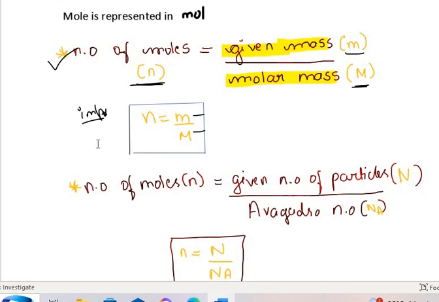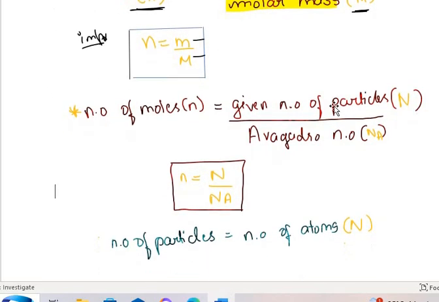Now let me come to the number of moles in terms of particles. If the question is given in terms of particles, how do we calculate? The number of moles is equal to the given number of particles or atoms divided by the Avogadro number. Particles are nothing but atoms, both are the same. The symbol is capital N for the given number of particles and N_A for the Avogadro number. So this formula is important.